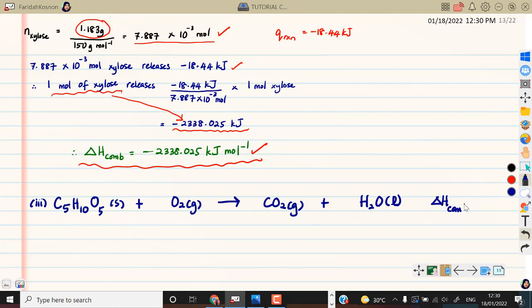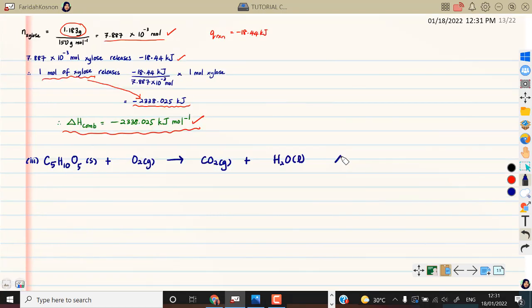Okay, because this is the enthalpy of combustion, heat release when 1 mole of xylose burn tu tadi. So saya tulis sekali lagi dia punya enthalpy here at the end of the equation. Enthalpy of combustion is negative 2338.025 kilojoule per mole.